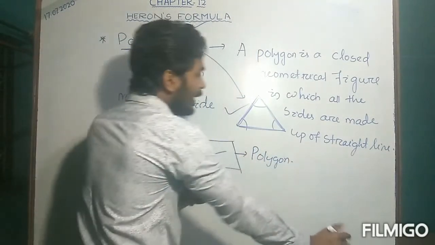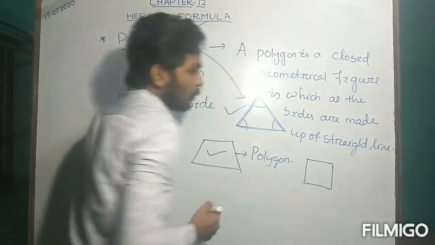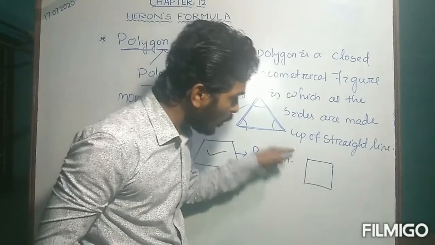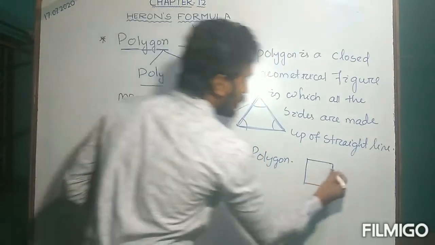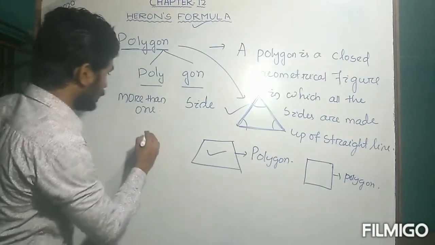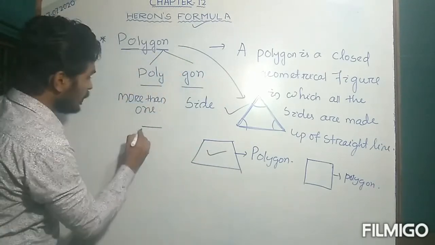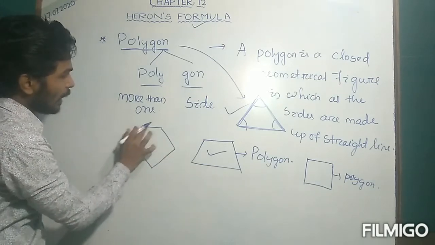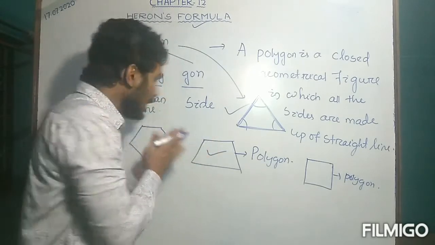Now we can take the example of a square. Now you can see a square is also a closed figure, and all the sides are made up of only straight lines. There are four straight lines. Okay, so a square is also a polygon. You can take a pentagon. Pentagon means any geometrical figure which has five sides. Okay, so let us draw a pentagon. You can see it has 1, 2, 3, 4, 5 sides, and all the 5 sides are closed to form a pentagon.